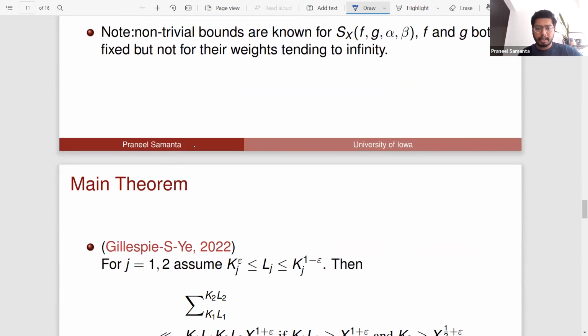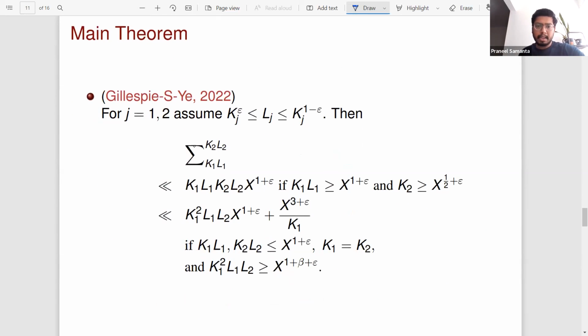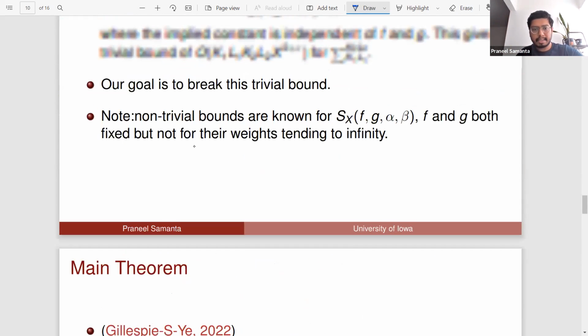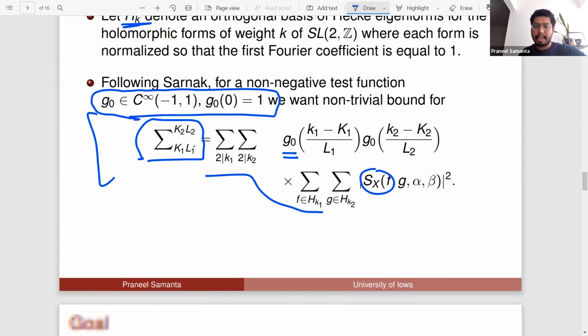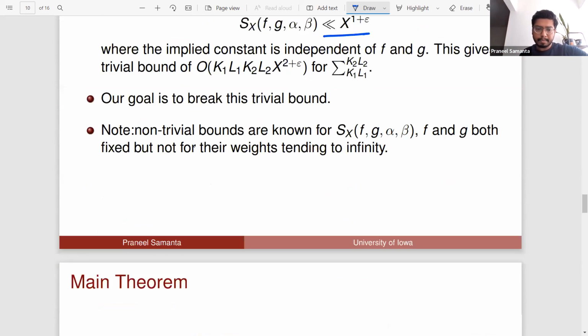Okay, so let's talk about the main theorem now. The main theorem had a couple of cases, but I have mentioned the two most important cases. And this is the end thing, the main thing of this talk. First of all, if you haven't noticed, the sigma K1, L1, K2, L2 is actually this sum that I mentioned, the averaged sum over S(X) squared.